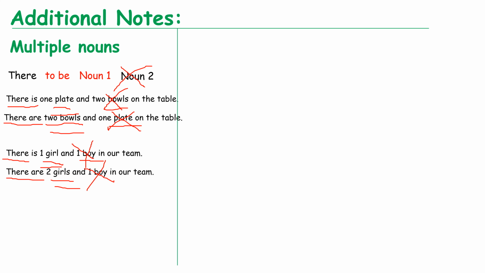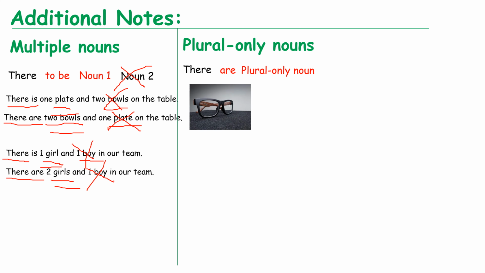The next thing that you need to pay attention to is the plural only nouns. As you may already know, in English there are some nouns that are always used in the plural form. And when you have such a noun, then the to be that comes after there will always be are. For example, there are glasses on the table. Here, even though you may talk about only one pair of glasses, you still say are because glasses is a plural only noun.